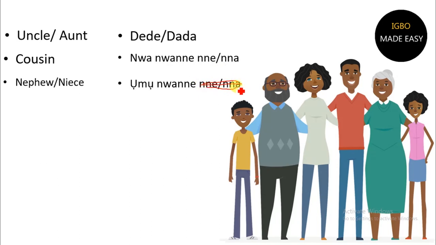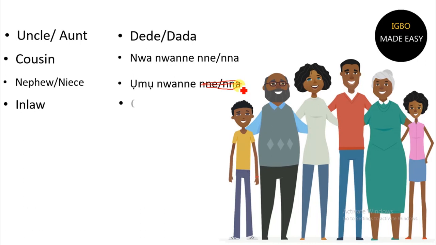So nephews and nieces, ụmụ nwanne m, simple, or nwa nwanne m, simple. The nne and nna come when it is your father's brother's kids. Those are your cousins. But your brothers' or your sisters' kids are not your cousins, they're your nephews and nieces. It's just a bundle of description that you have to work along to know how to say.